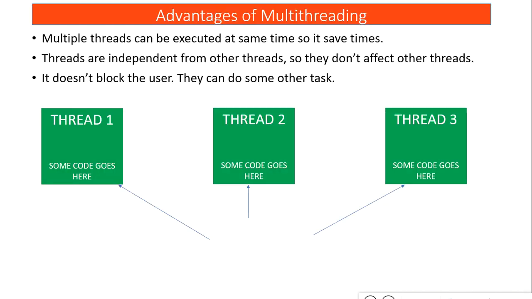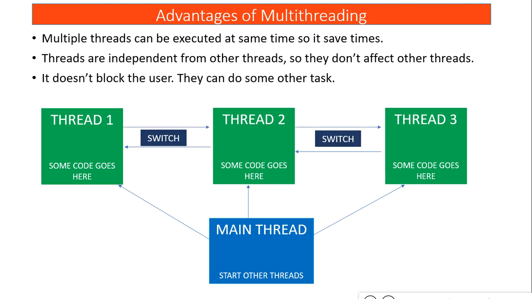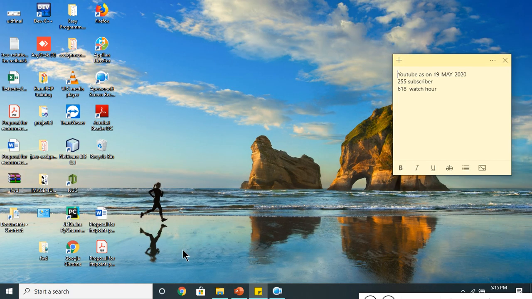Now what was multi-threading? Multi-threading looks like this. Let's say we have three threads, 1, 2, 3, and a main thread will call these threads, and then these threads can switch in between in their execution. That is, thread 1 can execute some code, then stop, then thread 2 can execute some code and then stop, then thread 3, then again back to thread 1, thread 2, thread 3, until all the threads complete our execution. So let's have a program of this.